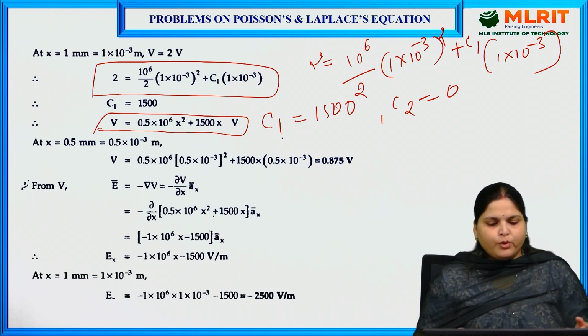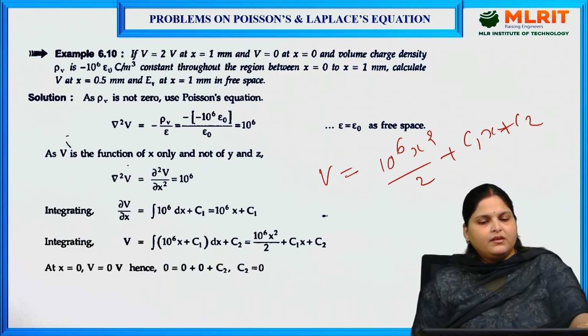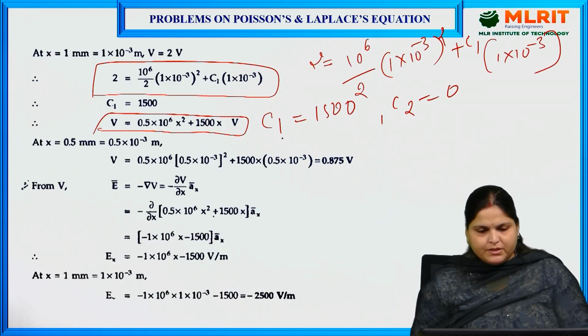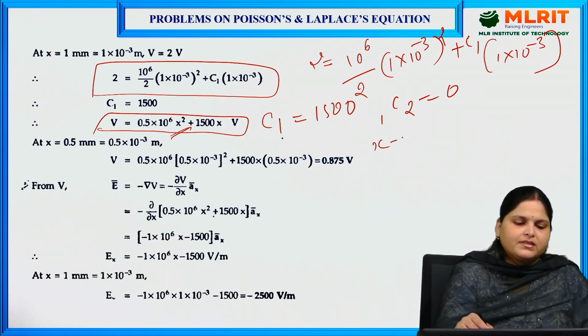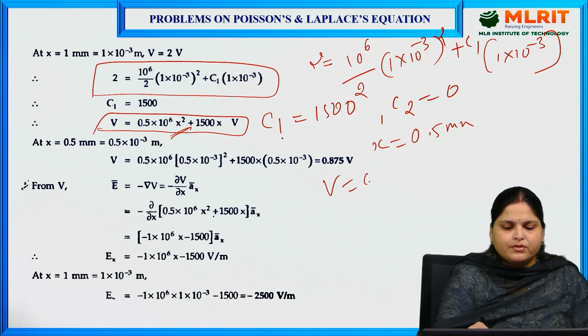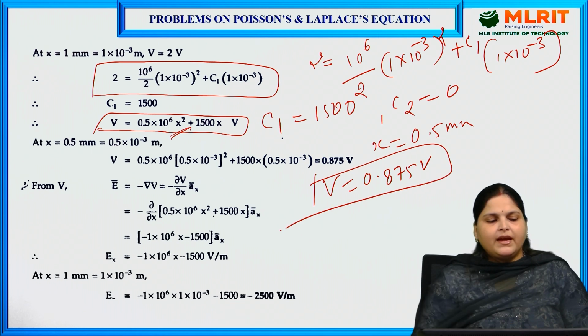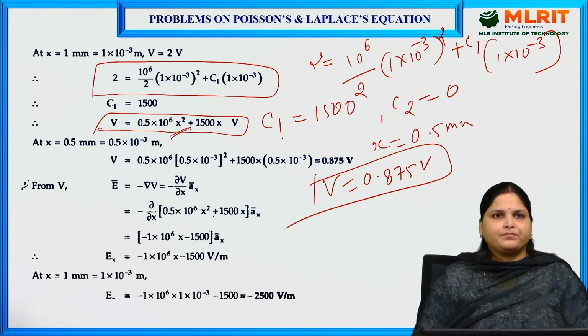Now a few more things are given in the question, that at x is equal to 0.5 mm we also have to calculate v. So already we have got the v equation. Here we can put x is equal to 0.5 mm, right? So when we put it, we get v is equal to 0.875 volts. This is the first answer. We had to calculate v at x is equal to 0.5 mm.